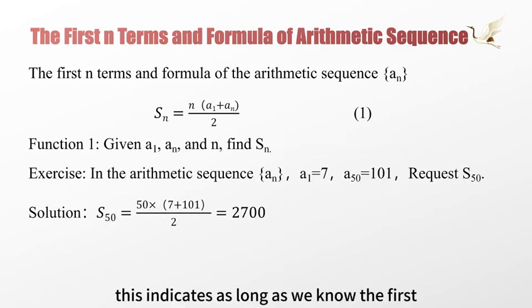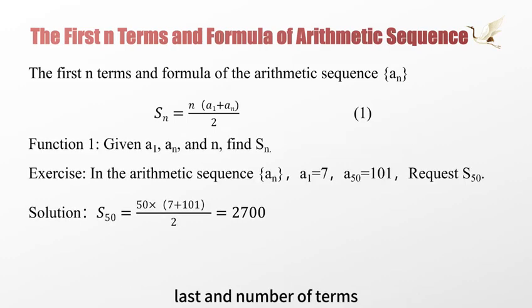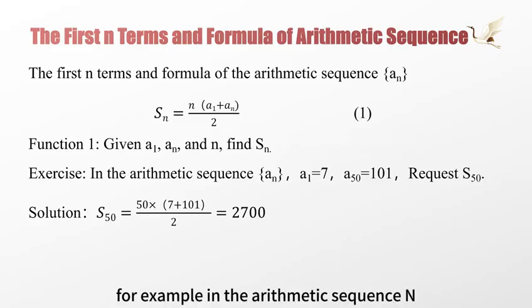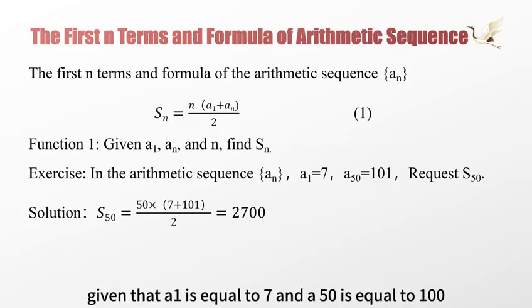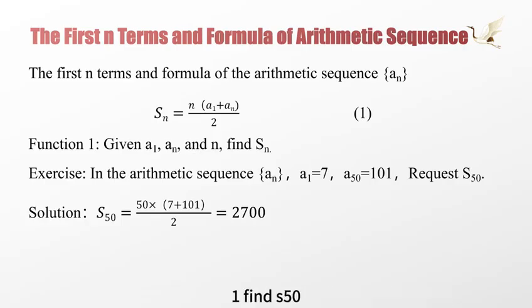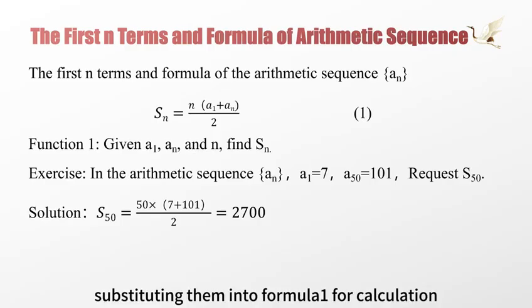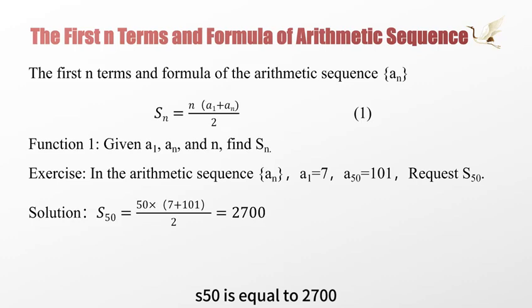This indicates that as long as we know the first term, last term, and number of terms, we can calculate Sn by using the sum formula of the first n terms of the arithmetic sequence, Formula 1. For example, in the arithmetic sequence {an}, given that a1 is equal to 7 and a50 is equal to 101, find S50. We know the first and last terms here, and the number of terms n is implicit in the index, where n equals 50. Substituting them into Formula 1, S50 is equal to 2700.